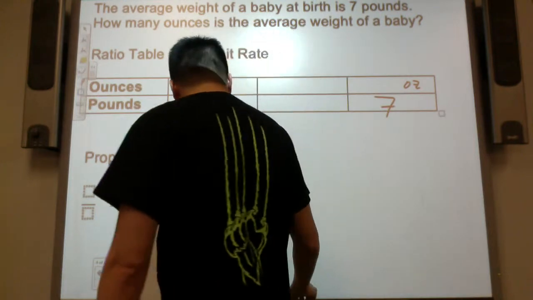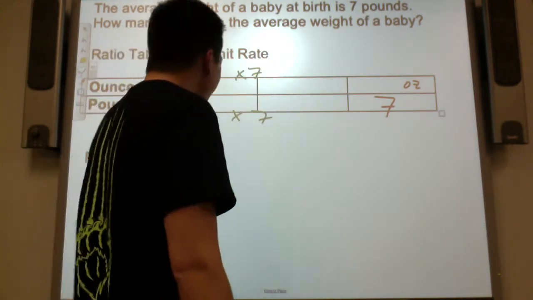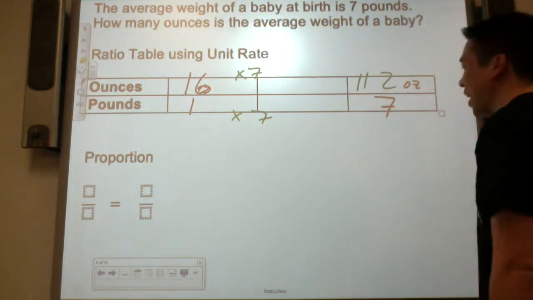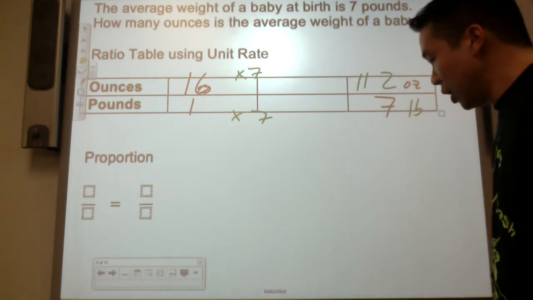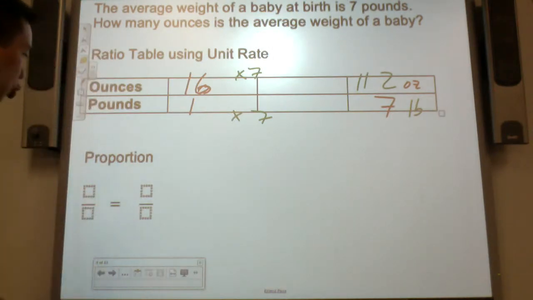So we need to build it up. I build it up by multiplying by 7. So 16 times 7 is 112 ounces to 7 pounds. And that is our answer. If you don't like ratio or rate tables, we can set it up through a proportion.